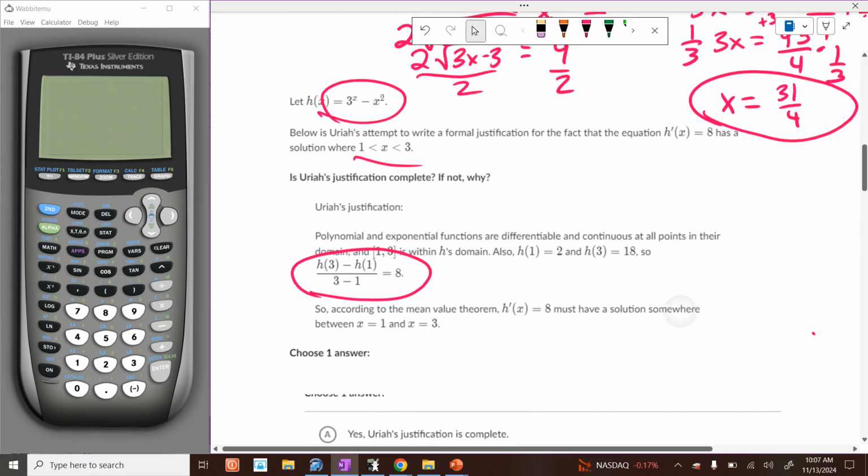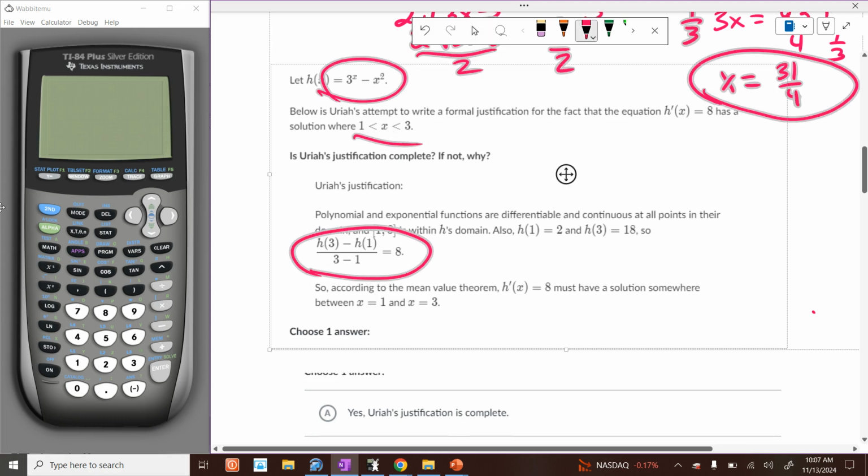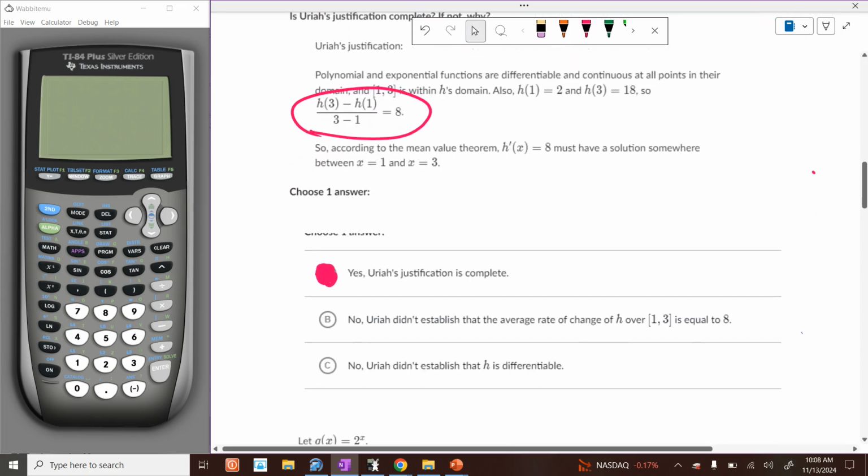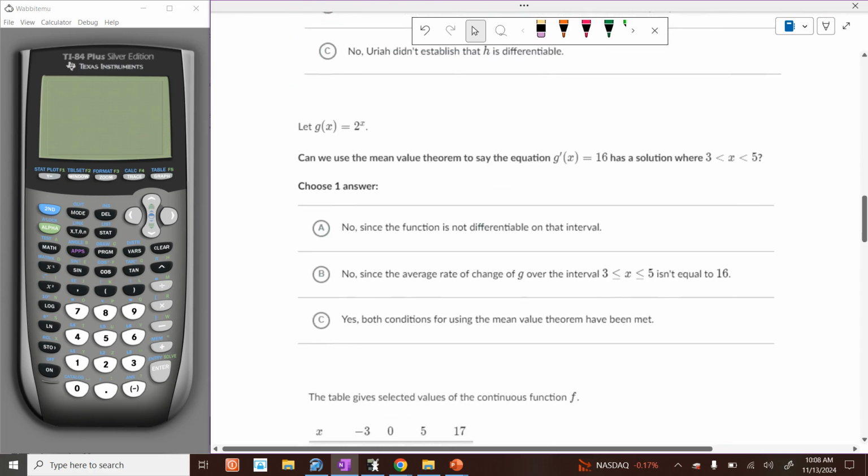The first time you circled that paragraph at the beginning, that doesn't count. Polynomial and exponential functions are differentiable. Yeah, it says differentiable. Does that count? Oh, yep, that is. So his justification is complete. Because he has to say that it's differentiable and continuous. He has to show the average rate of change is equal to 8. So, yeah. All right.